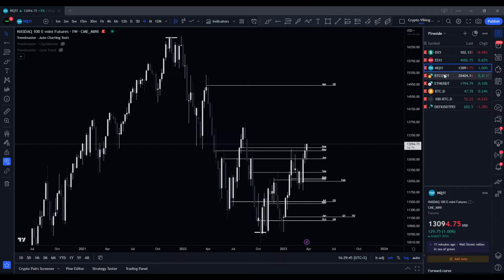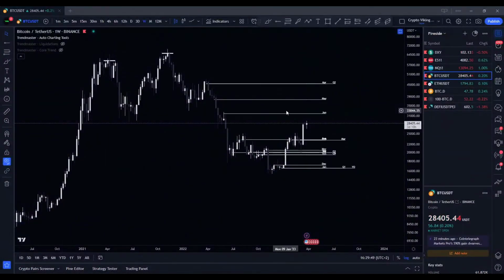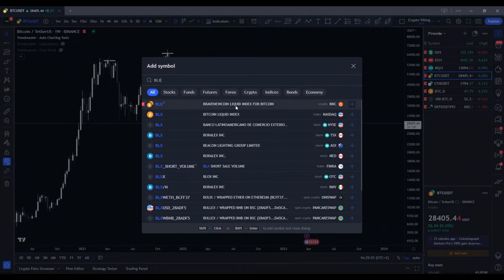So, again, high time frame is always king. You're always looking at the major stuff. If you're looking at the higher time frame on Bitcoin, I would recommend that you add this chart, the BLX, the Brave New Coin Liquid Index.